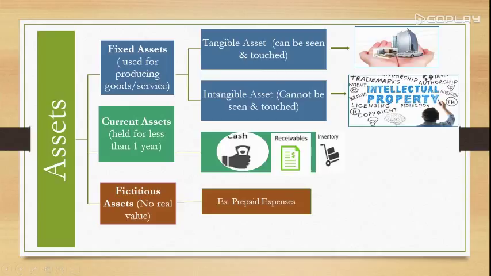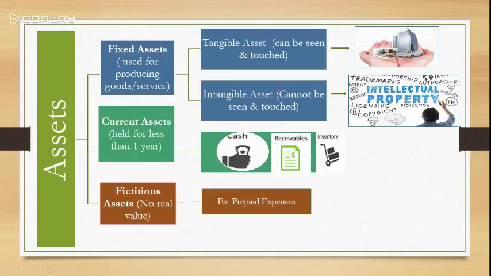Current assets are those assets which are held for less than 1 year. For example, cash, receivables in case of credit transactions, then inventory or stock of goods held by a company, they are all current assets. So they are the assets which are there with the business for short period. Hence, they are called current assets.